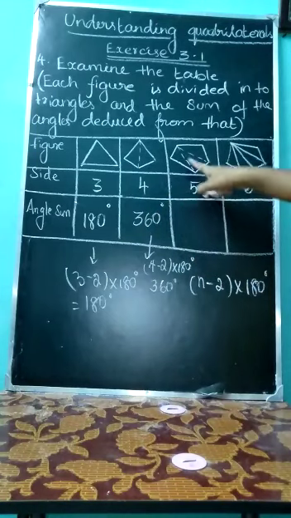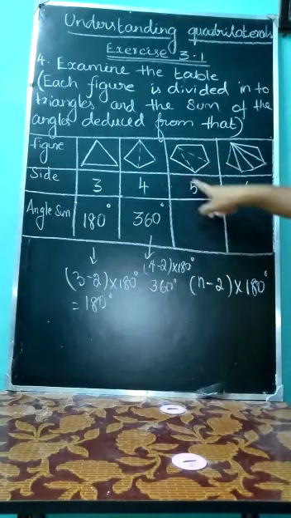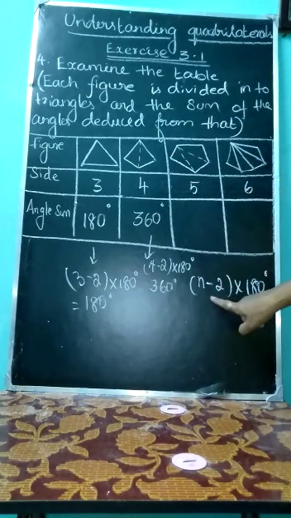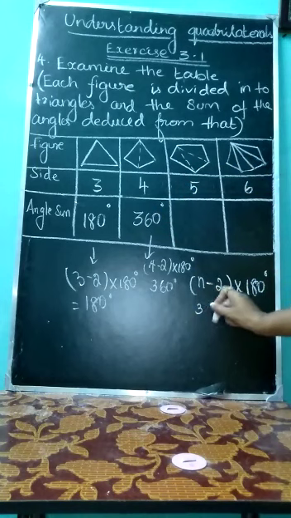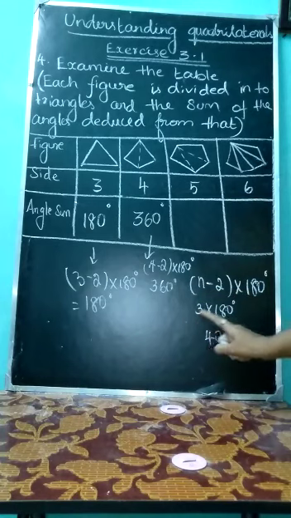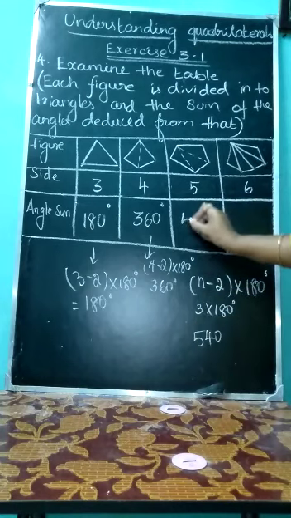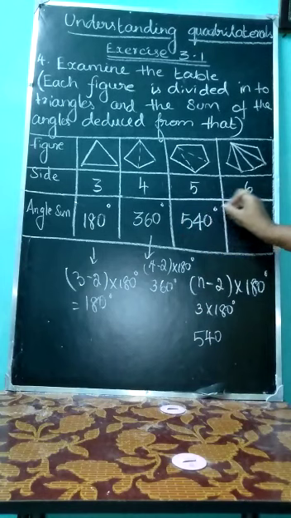The next one, actually for this figure, we have 5 sides. So apply this value, n value 5. 5 minus 2, actually what is the answer? 3. 3 into 180 degree. What is the answer? 0. 3 eights are 24, 4 balance 2. 3 ones are 3, 5. The answer is 540 degree.